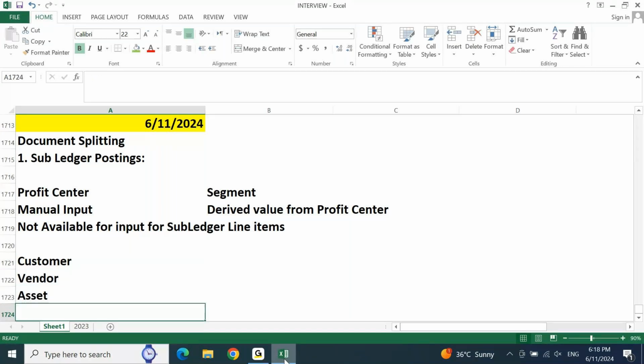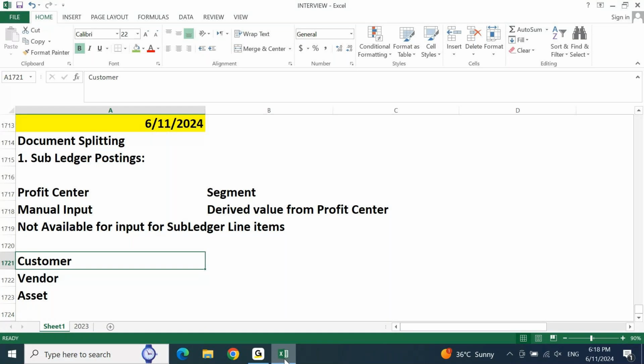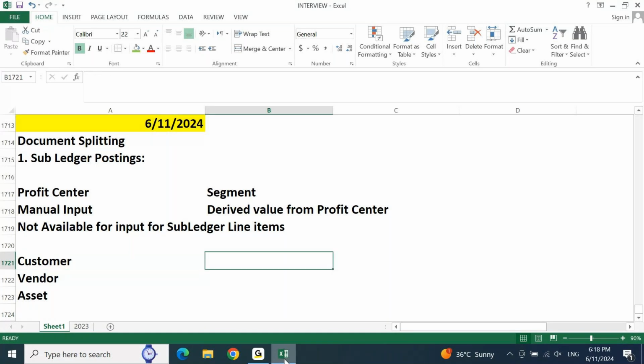If you recollect the entries that you have done during your AP, your AR, and your asset accounting, for customer, there is no field called profit center. For vendor, there is no field called profit center. For asset, even though you find a profit center field, it is not a manual input. For asset, you will be able to see the profit center during the asset posting, but you cannot edit it, because for asset transactions, profit center is derived based on the asset master data.